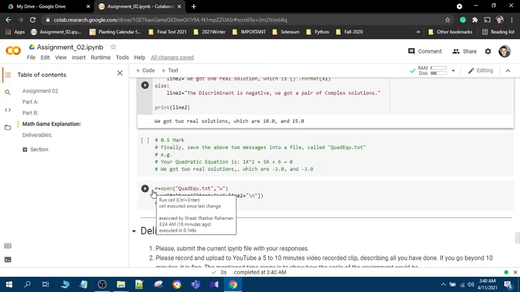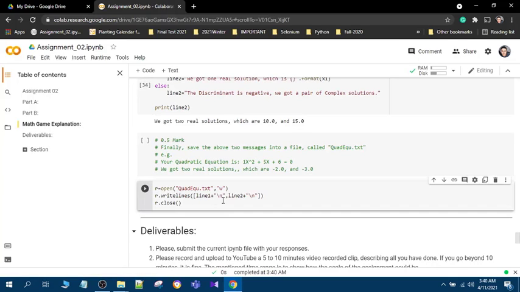Finally, I put this to close the file. It means to exit or close the file.